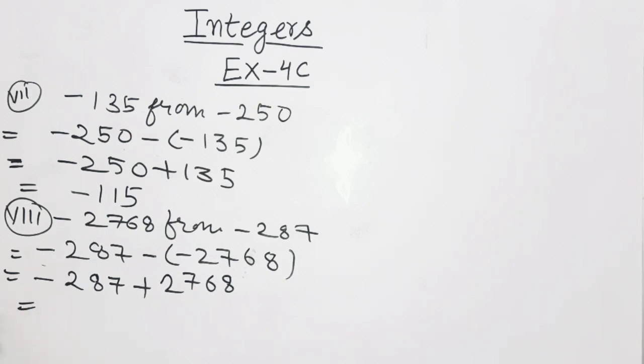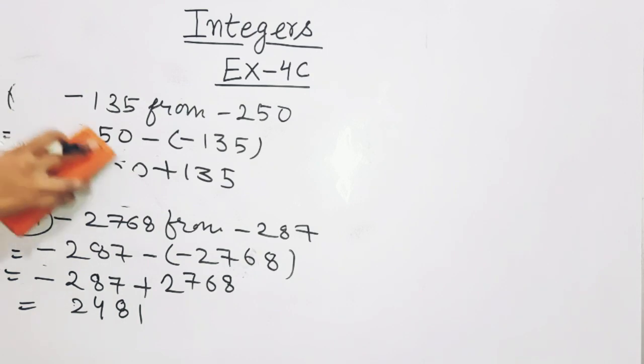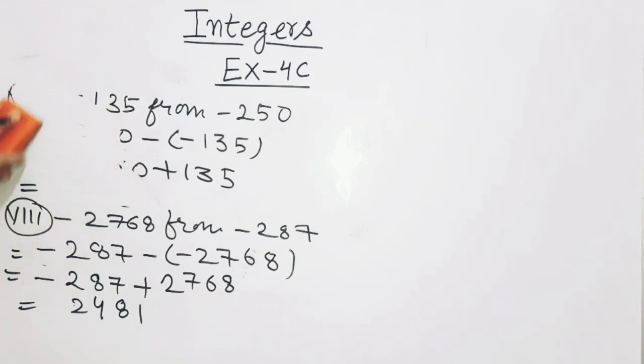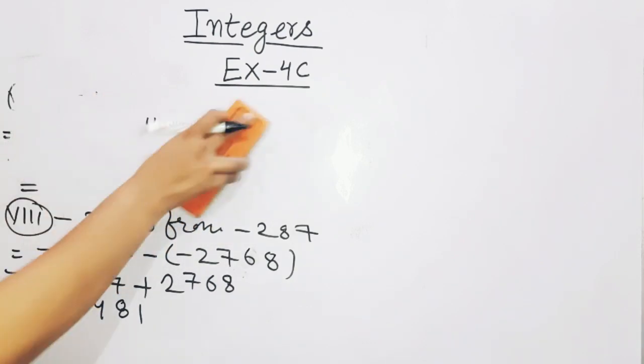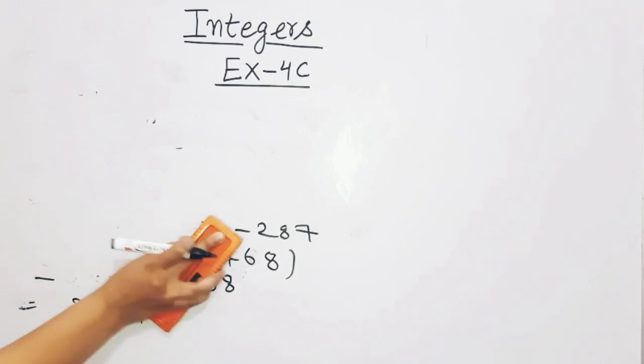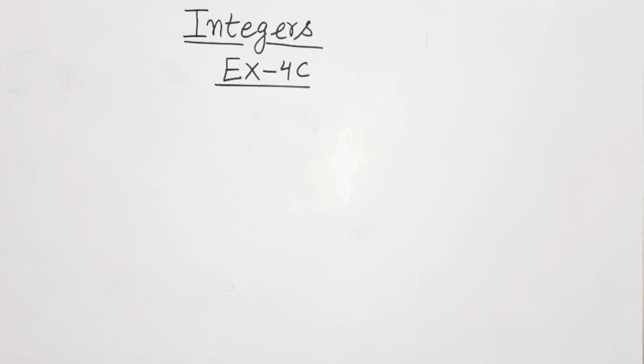2768. Plus minus and sign of the greatest number. So 2768 minus 287, answer will be 2481, right? So I hope it will be clear to all of you after this. Now 9th option and 10th option are left, right? So I am not solving that 9th option and 10th option. I am giving those 2 options as homework. You have to do it on your own. Option number 9, option number 10 in your maths homework copy.